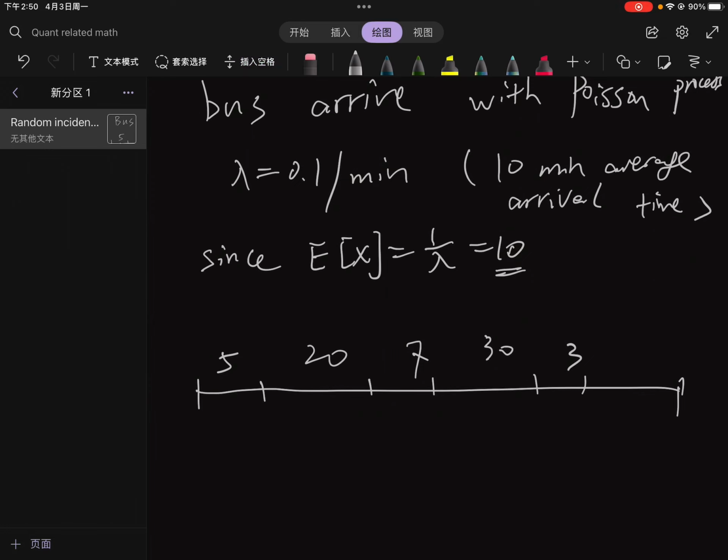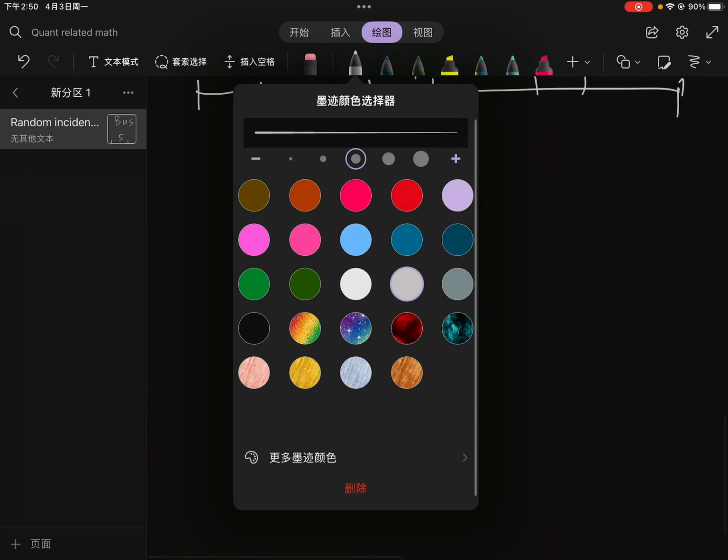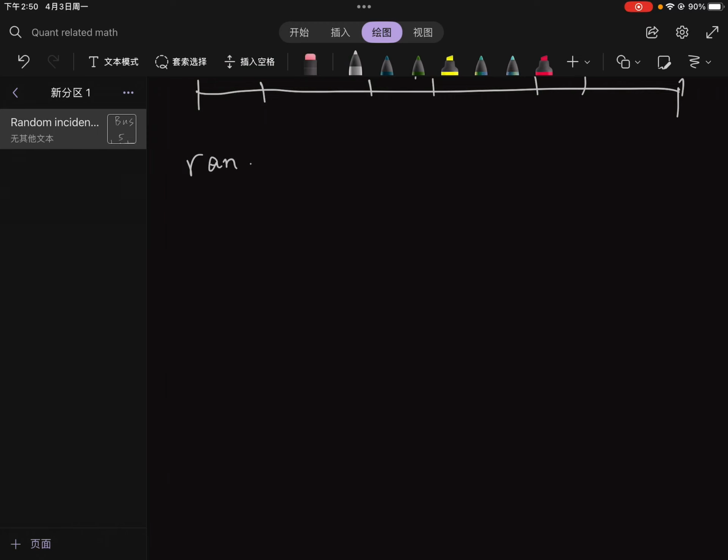So we have another name, which is called the random incidence paradox. Because essentially you will see the answer is that you need to wait for 10 minutes and the bus arrived 10 minutes before, which seems like you have a 30 minutes average, but actually it's 10 minutes. So let me show you why.